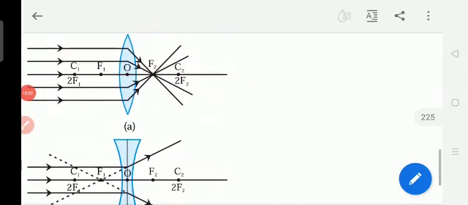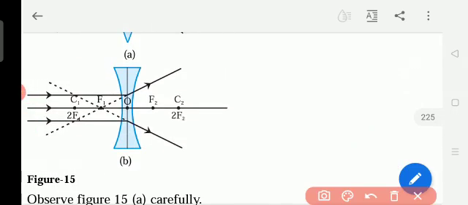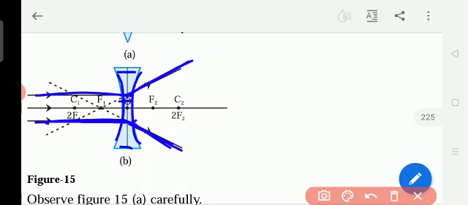So what is the difference they are telling? This is the concave. Inside there are two curves, inside thin and outside fat. Here the rays are diverging after passing through the lens. The diverging refracted rays will show as though they come from the focal point, and the dotted lines are the artificial lines. That means this line will show as though it is coming from here, from the focal point, and the other will also show as though it is coming from the focal point.